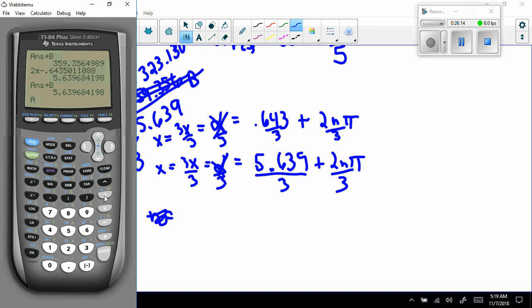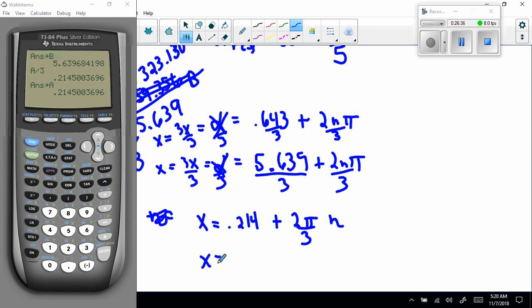Alpha a divided by 3. Stow alpha a. So x equals 0.214 plus 2 pi over 3n, and x equals alpha b, verify, divided by 3, 1.879, stow it back in b, plus 2 pi over 3n, and then let's kick out our answers.